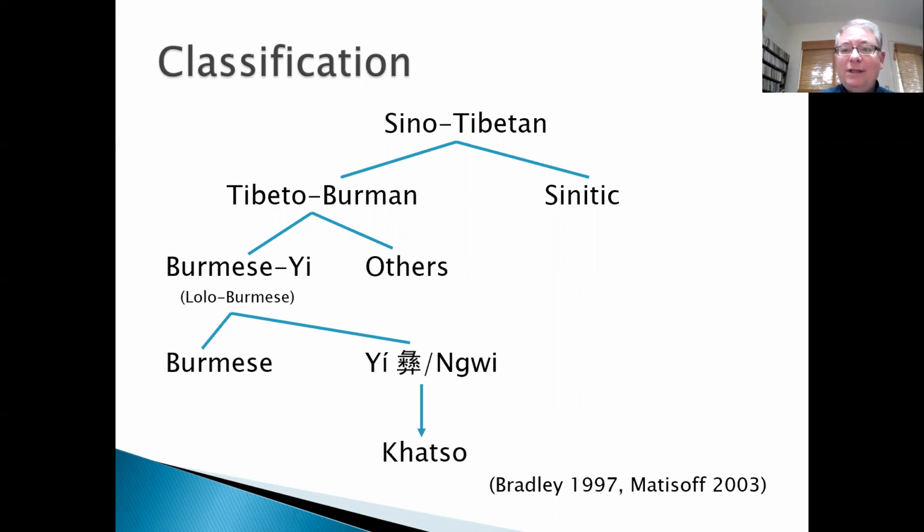Now, there's lots of different languages and dialect chains in this branch. It's a little bit confusing. Not all of these languages have been well documented, but it's pretty clear that Khatso belongs to this group, but its position within the group is not so clear.